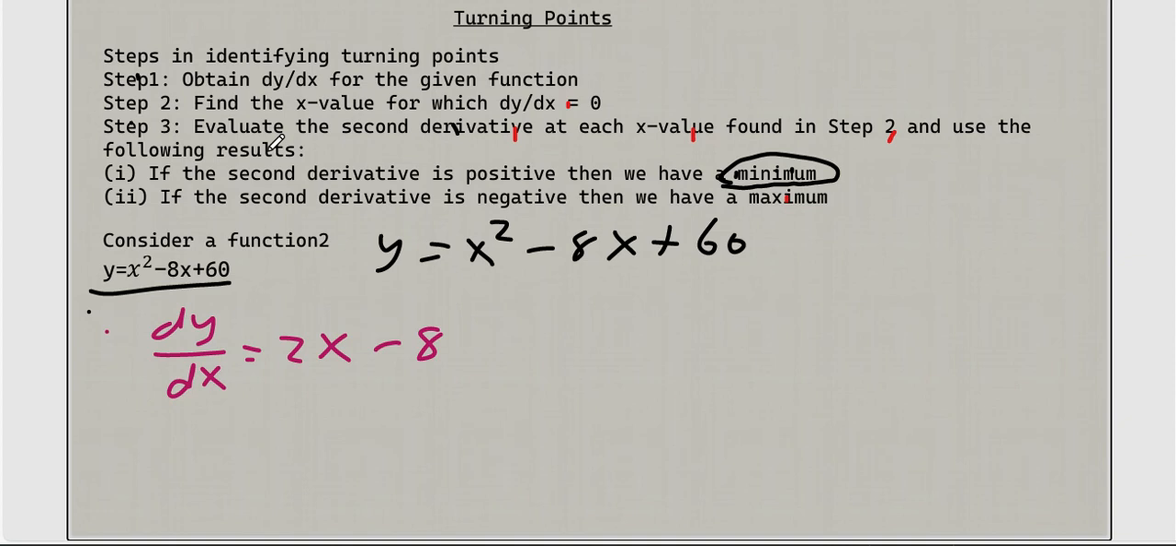So your first derivative is there. Now let's get our second derivative first, d squared y by dx squared. Now you differentiate this equation, so you're going to get 2.